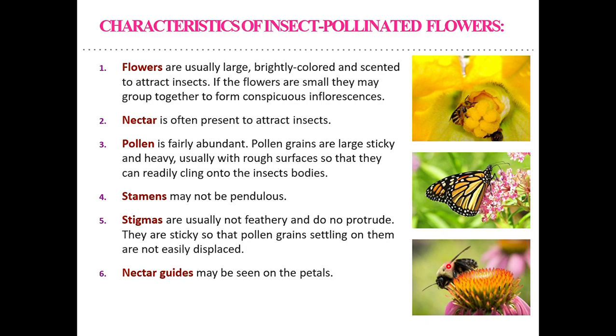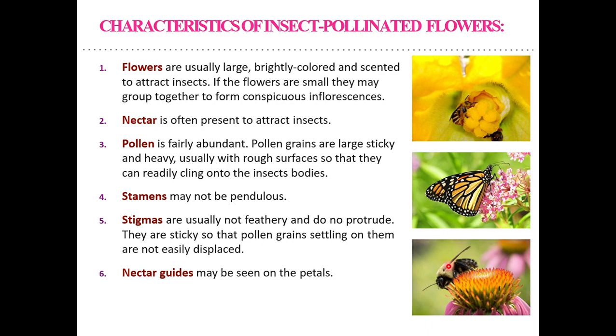A characteristic of insect-pollinated flowers: the flowers are usually large, brightly colored and scented. This is to attract the insects for pollination. If the flowers are small, they may group together to form a conspicuous inflorescence. This is a type of flower distribution. And then nectar is often present to attract the insect, and pollen is fairly abundant. So the pollen grains are light, sticky and heavy, usually with rough surfaces, so the pollen can easily cling to the body of the insects.